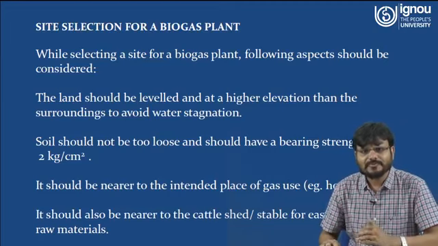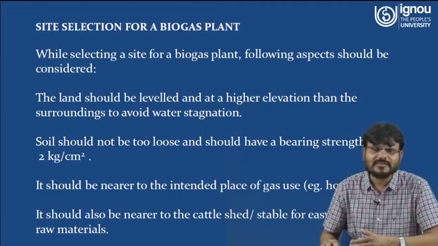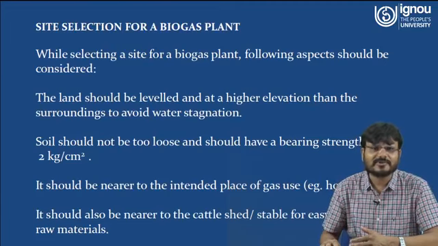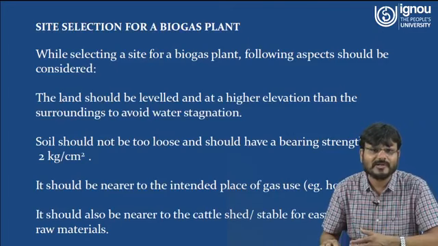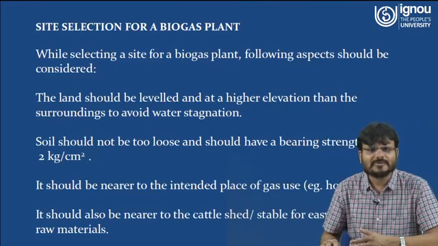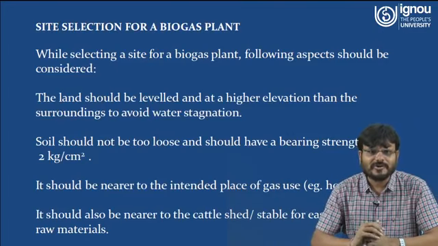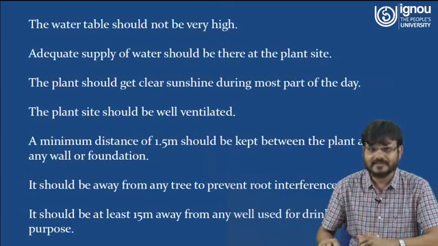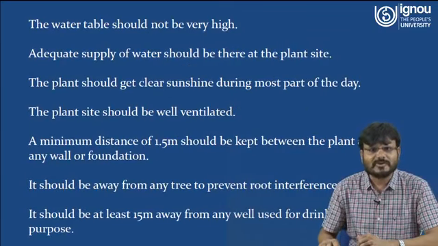Now, because you have to install the biogas plant, it is very important to select the site. How will the site be selected to install the particular biogas plant? You have to take care of the following points: the land should be leveled and at a higher elevation than the surrounding to avoid water stagnation. It should be nearer to the intended place of gas use. It should also be nearer to the cattle shed or stable for easy handling of the raw material. The water table should not be very high.